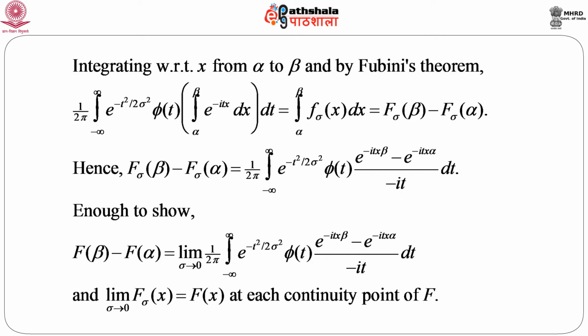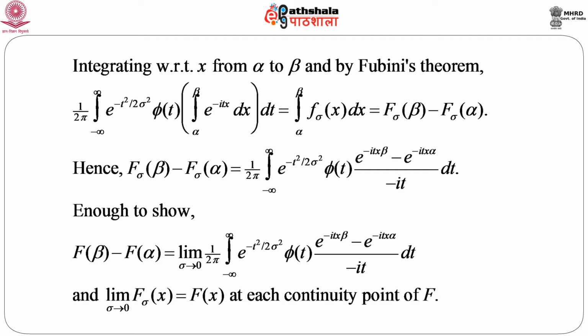So, capital F sigma beta minus capital F sigma alpha equals 1 by 2 pi, integral from minus infinity to infinity, e to the power minus t square by 2 sigma square, into phi t, into e to the power minus i t beta minus e to the power minus i t alpha, by minus i t, dt. If you recall the statement of the theorem, we are almost there. This expression is exactly there in the theorem. So, we are approaching the proof of the theorem, that is pretty clear from this step.